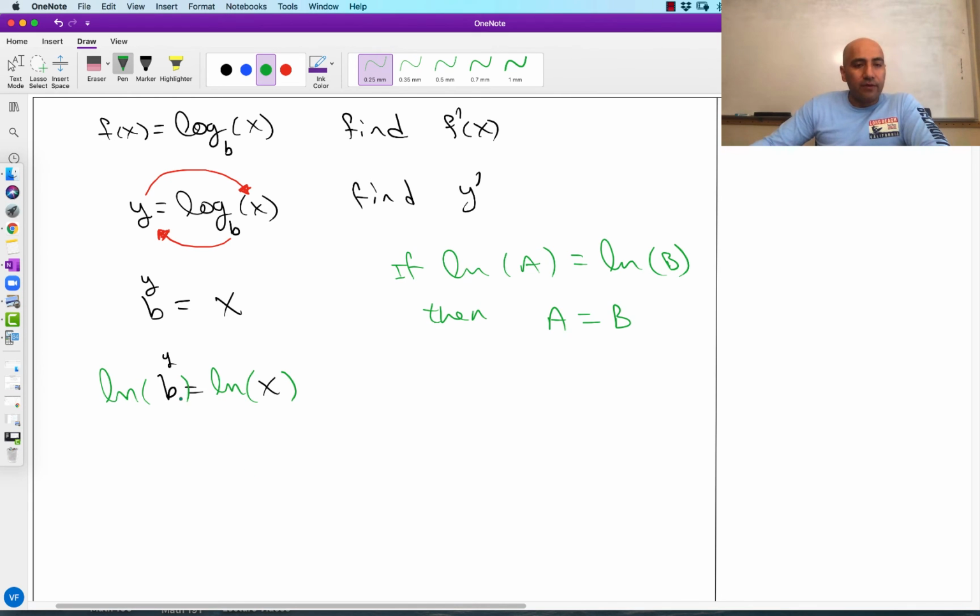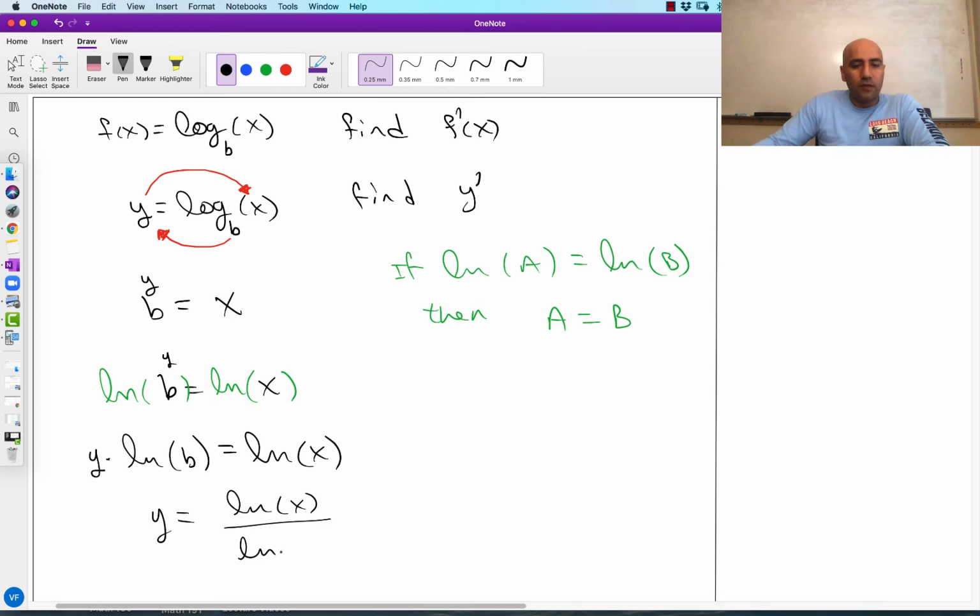Okay, now that we have that, we can use our properties of logs. We can bring that exponent out in front. We know that's a very useful, very popular property of logs. So y times ln of b must be equal to ln of x. Good. Now I'm going to divide both sides by ln b, and we get that y equals ln x over ln of b.